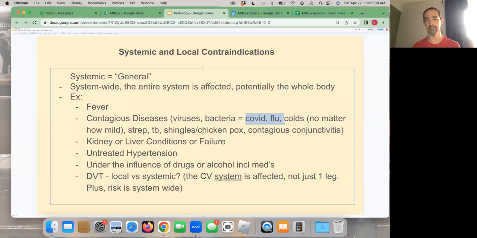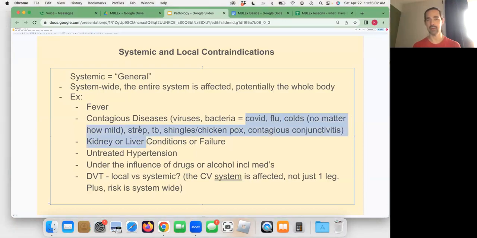All right. COVID, flus, colds, no matter how mild. This is not me saying this, no matter how mild.